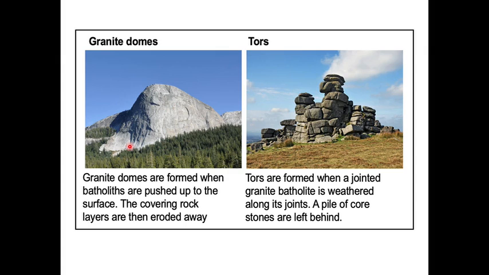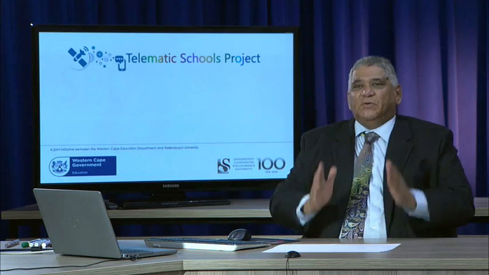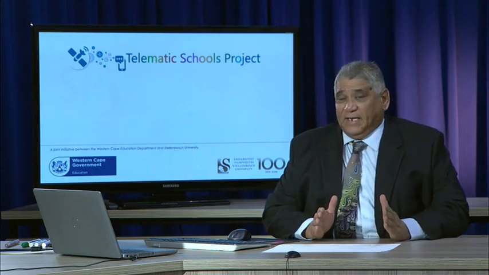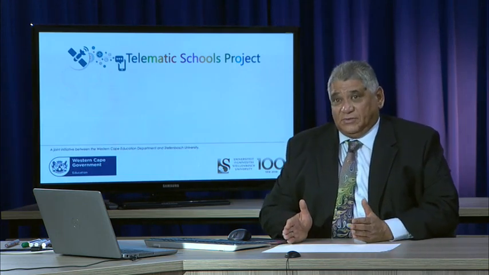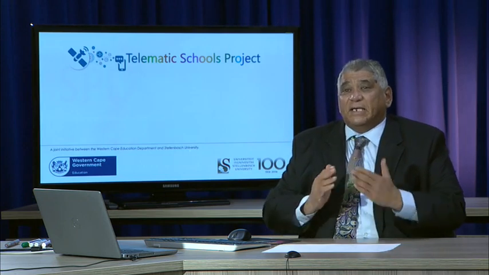Coming back to that again. Tors are formed when a jointed batholite is weathered along its joints, and a pile of coarse stones are left behind. It seems as if people have just stacked these rocks on top of each other. So that is very important. Now, what I'm going to do now is I'm going to have a look at granite domes, and I'm going to look at tors again. Right? Let's see what it's really all about.